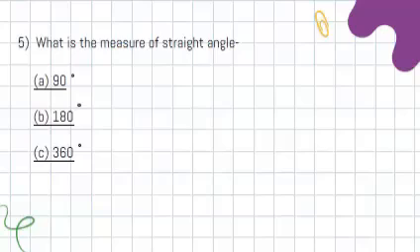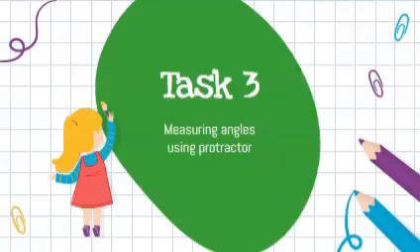What's the measure of a straight angle? The straight angle, should I remind you, forms a straight line. Then it measures 180 degrees. Now let us start with the third task, which is measuring the angles using a protractor. So hold on to your protractors and let us start learning how we measure the angles.